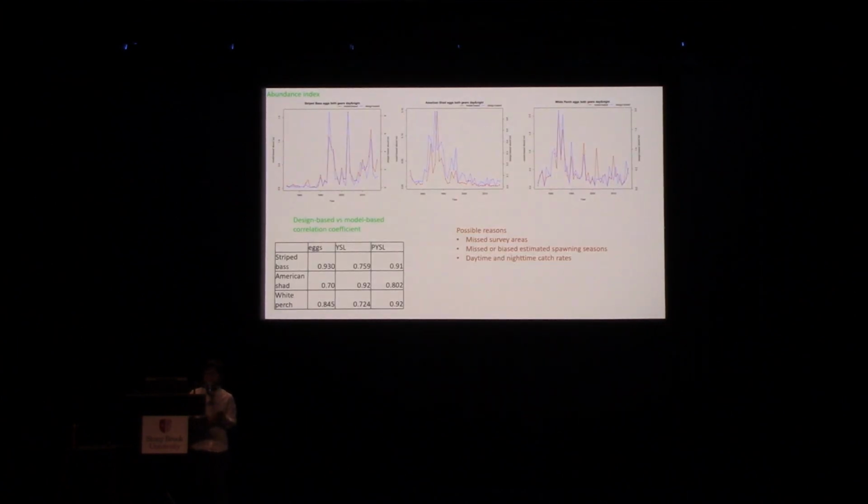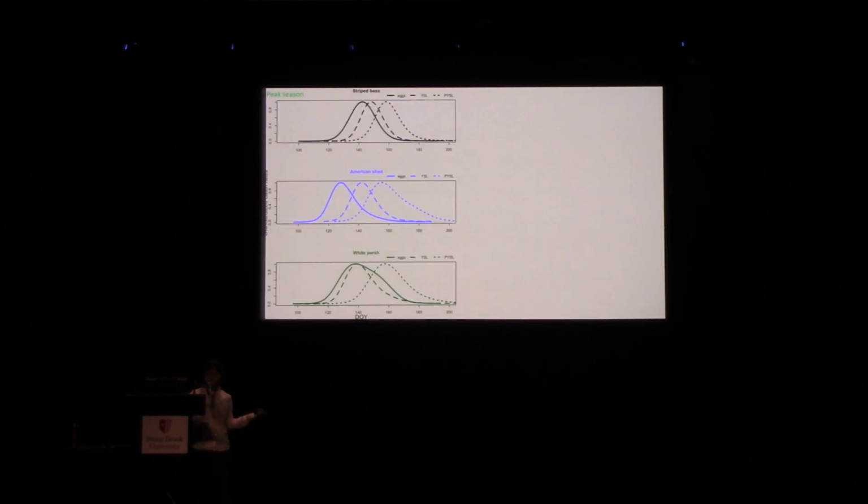And finally, we compared the model-based and design-based abundance indices. So the top three panels are the egg abundance indices for the three species. And generally, the correlations between design-based and model-based abundance indices are all statistically significant. But some of them are highly correlated, some of them are just fairly correlated. There are multiple reasons that could affect the design-based abundance indices, such as the missed survey areas, missed spawning seasons, and sampling time.